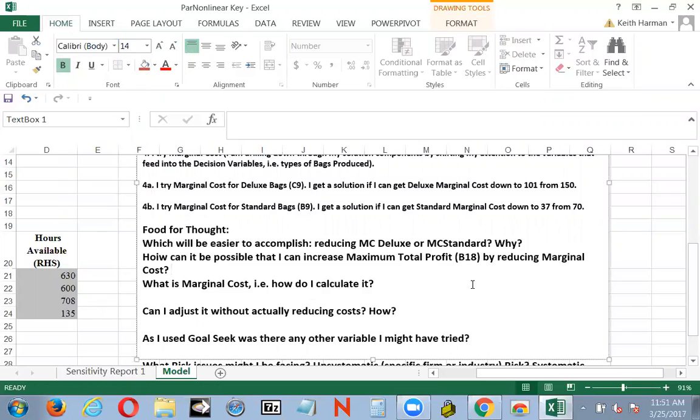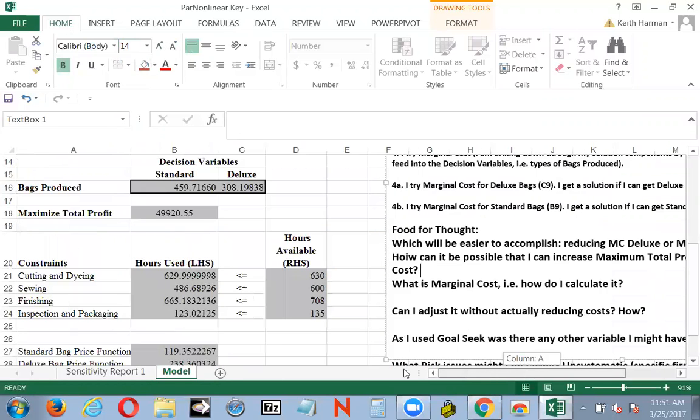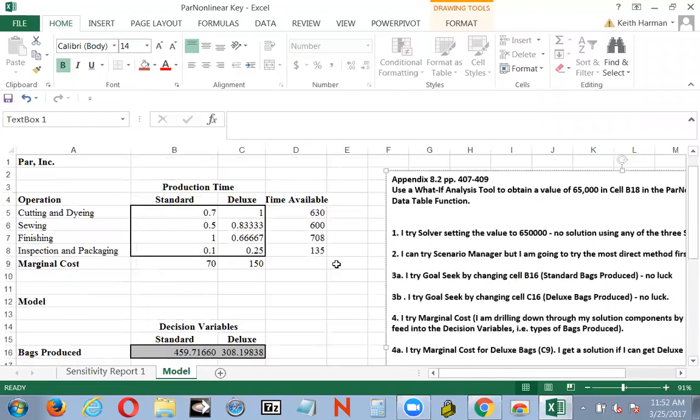Which of these would you accomplish? Reduce the marginal cost for deluxe or standard bags, and why? That would be a question you'd have to think about. We talked about the marginal cost for the deluxe bags going from 150 to 140 to 101. So that's a difference of $49. And again, remember these are times available. Would it be easier to do that for standard or deluxe? That's a question. And we have a certain amount of time available here.